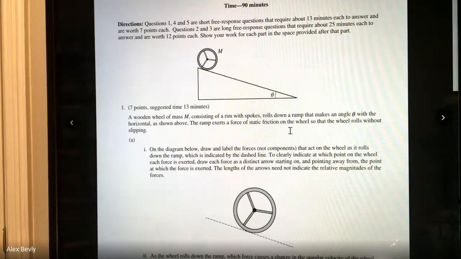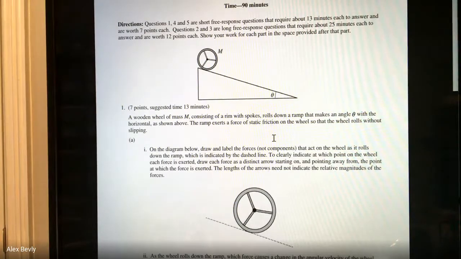All right, so now we're on to this one. So we have a wheel on a ramp going down. A wooden wheel of mass capital M consisting of a rim with spokes. The spokes are just the things connecting the rim to the center. It rolls down a ramp that makes an angle theta with the horizontal as shown above. The ramp exerts a force of static friction on the wheel so that the wheel rolls down without slipping. Again, static friction means no slipping.